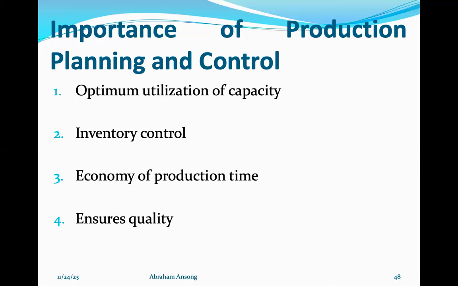So with proper routing and scheduling, you should be able to even go with just-in-time method of production, where you don't have to keep a lot of raw materials, but raw materials come in just at the point where production is about to begin. Okay. It ensures economy of production time, because we know what should be done, and it will lead to improvement in quality.